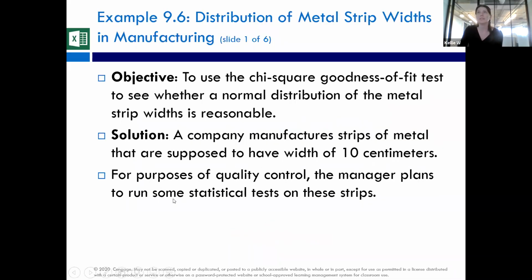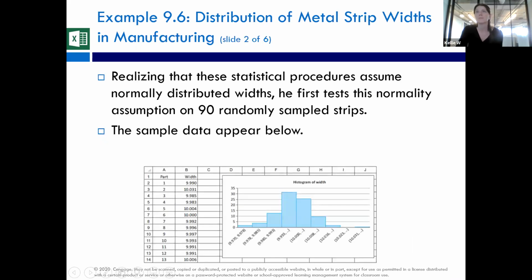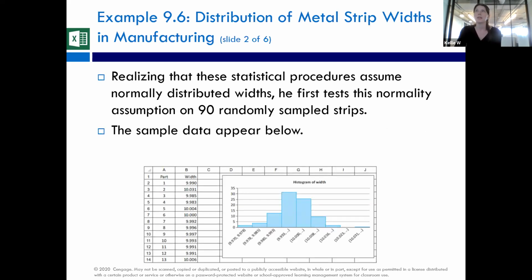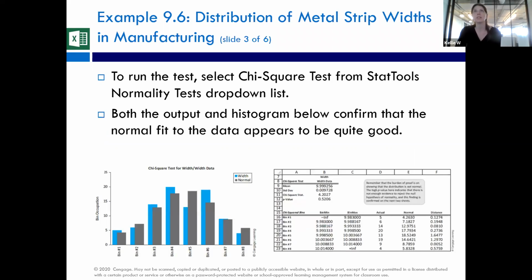So what does that look like? Let's say we have these metal strip widths and we want to see if the widths are normally distributed. They're supposed to have a width of 10 centimeters, but for quality control, they're not going to be exactly 10. Some will be above and some will be below. So they're going to run some statistical tests. They take 90 strips, they look at the sample data, they look at the histogram of widths. They look pretty good, pretty normally distributed.